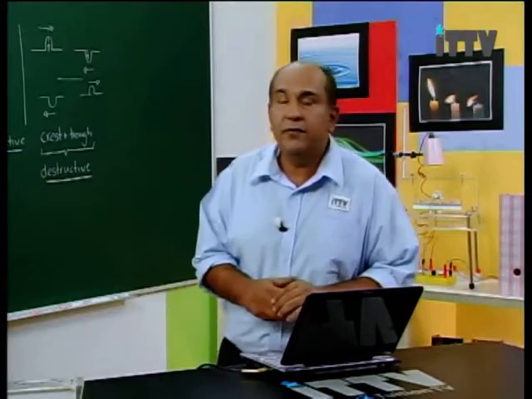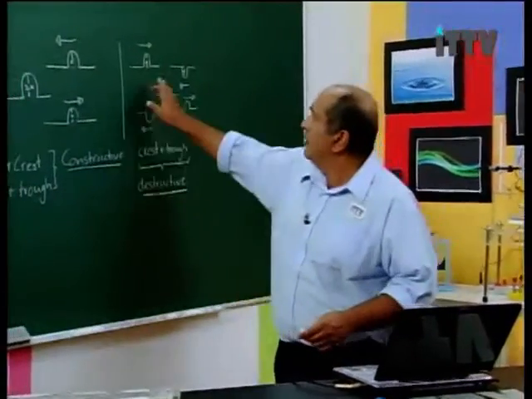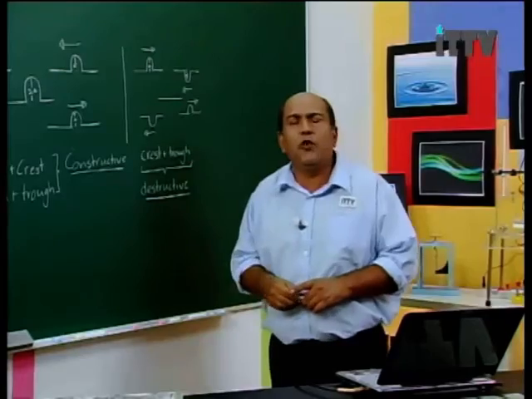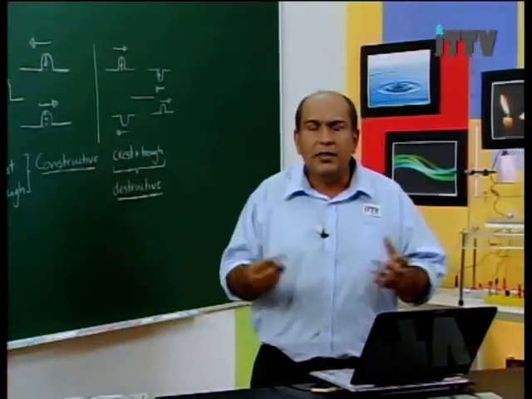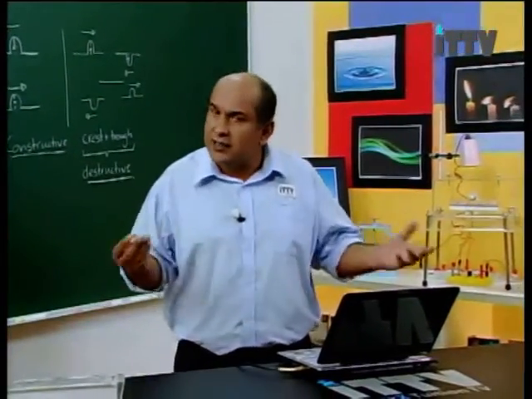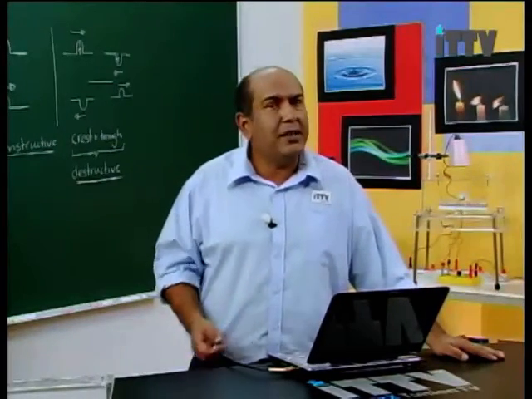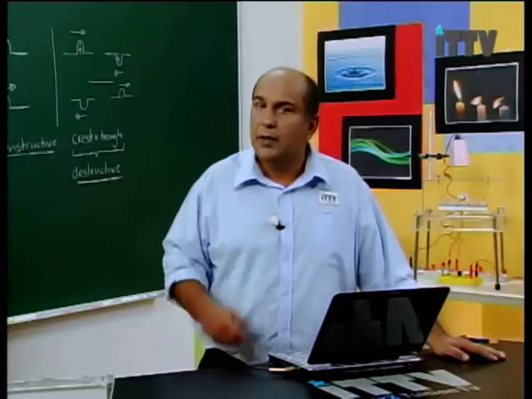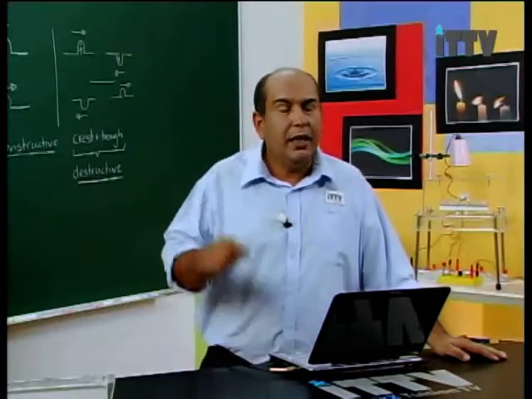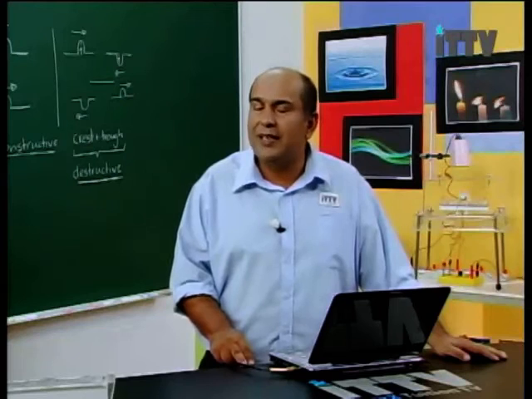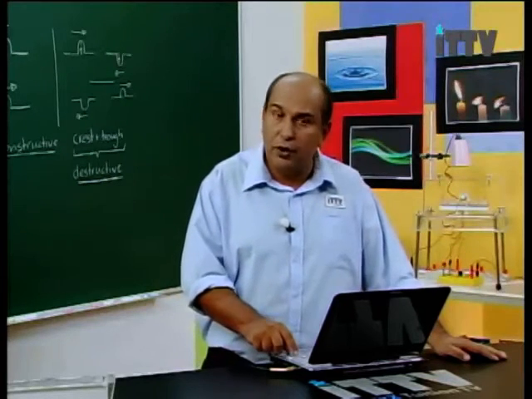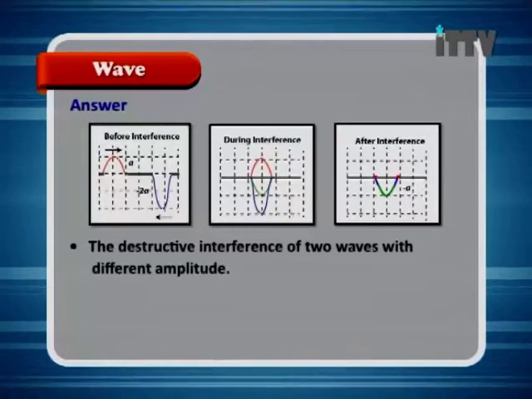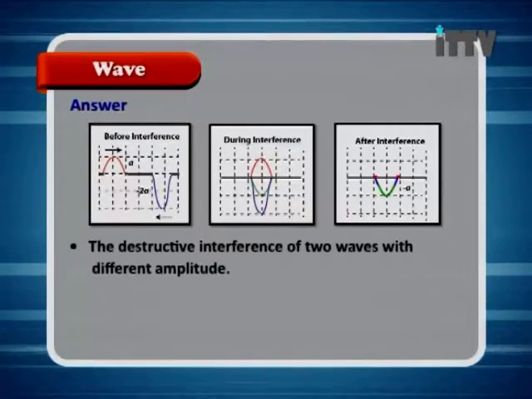So if you have a wave of A moving towards a wave of negative 2A, what will be your final displacement? Remember, it's the sum of the two, so just add them up. A plus negative 2A will give you... correct. So you should get a trough of value negative A. Let's have a look. Answer: the destructive interference of two waves with different amplitude.